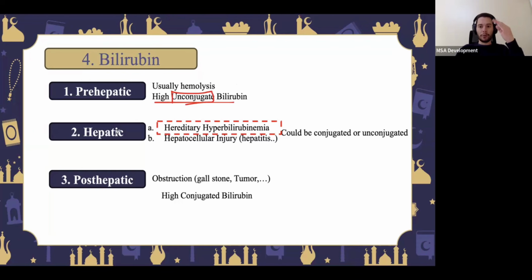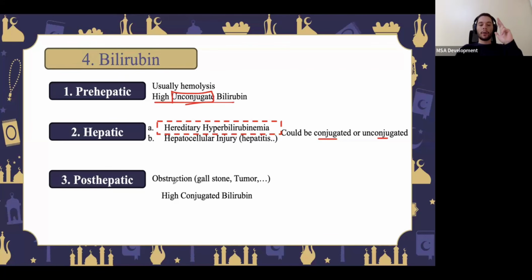Secondly, you have your hepatic causes, which we can divide into either hereditary causes or hepatocellular injury. And it could be either conjugated or unconjugated because it's within the liver; depending on where exactly the disease process is, it could be conjugated or unconjugated.